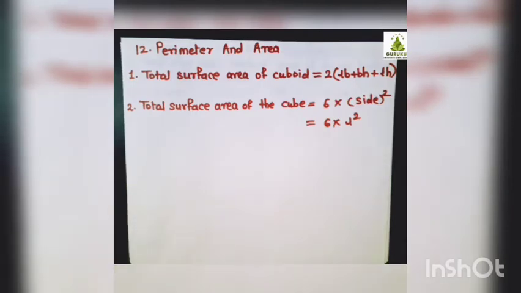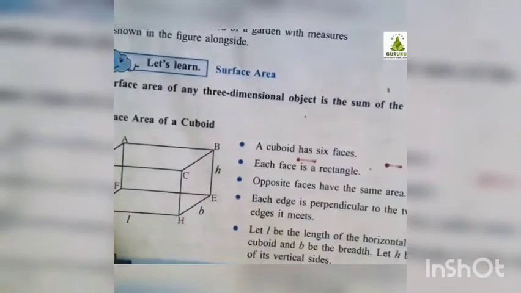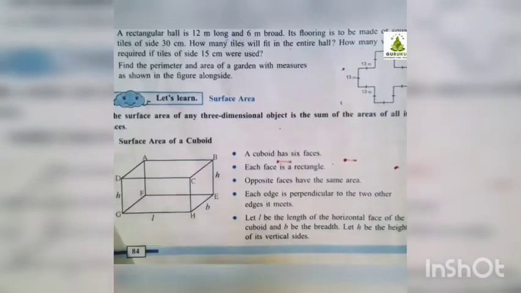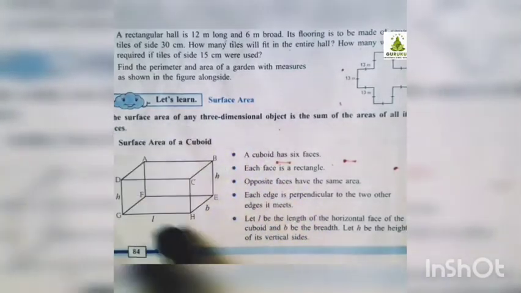Now, to understand it in a better way, let us see the explanation which is given in our textbook, page number 84, lesson number 12. You can just refer to this one. Let us see what information they have given about this concept. First of all, let us understand what we mean by a cuboid. Already we have studied it in previous classes. You can see the diagram shown in the figure. This is the figure of a cuboid.